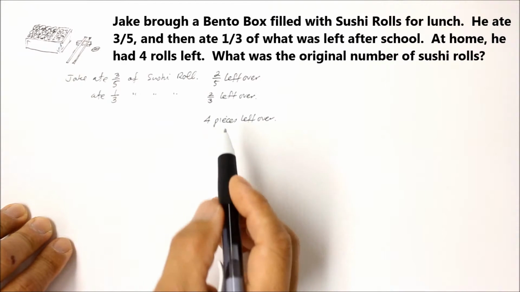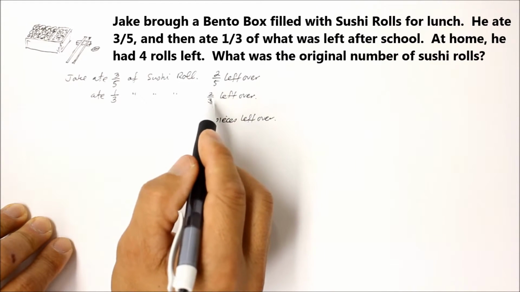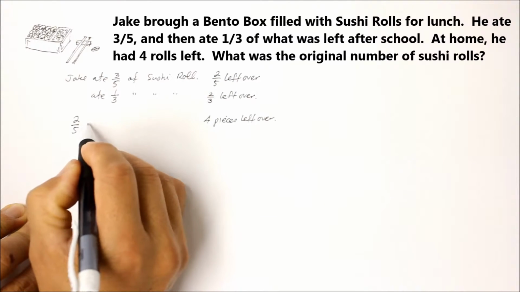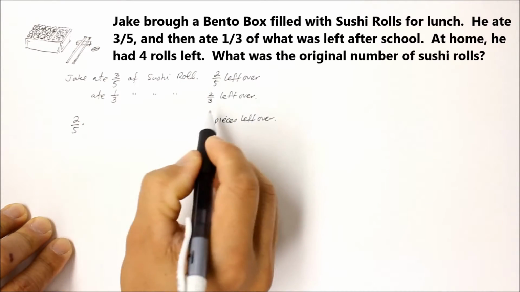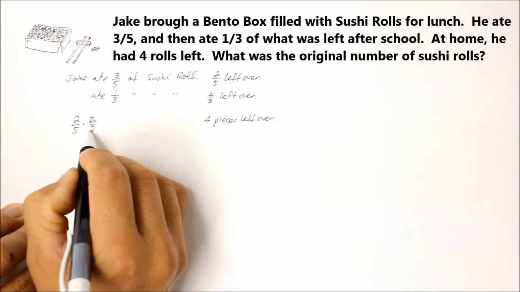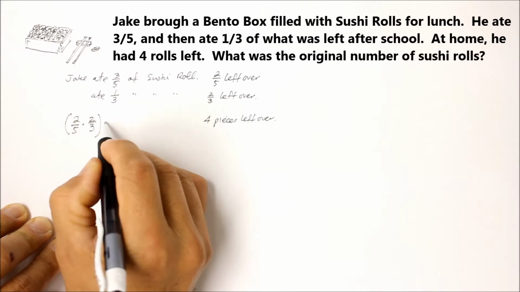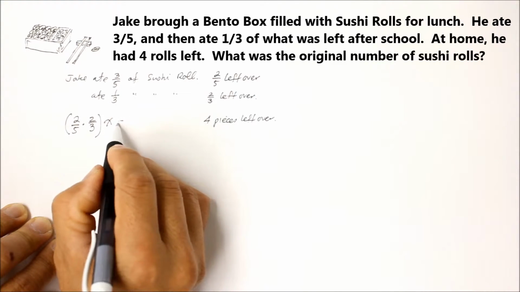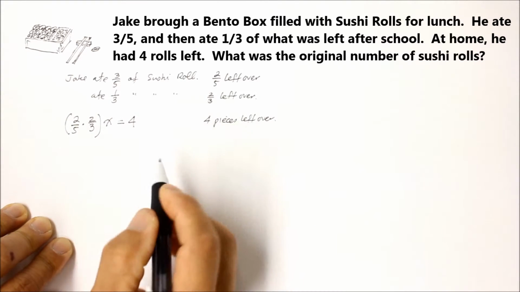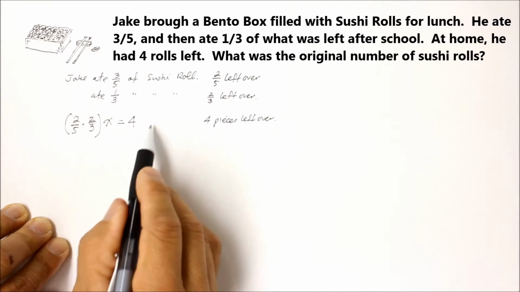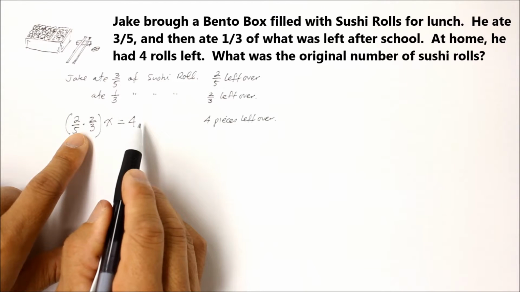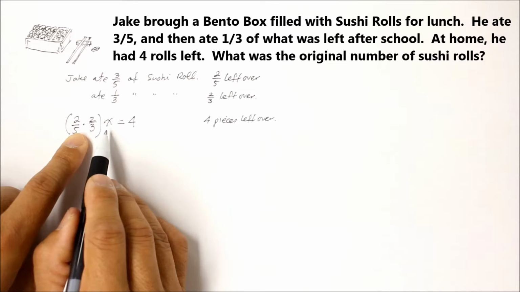So what we need to do is to multiply each of these fractions. So we got 2/5 of the 2/3 of the original X number of sushi rolls we had. And what we have remaining is 4. And this is kind of different from the way we have learned traditionally how to use fractions, how to multiply and add and combine. But it is part of an equation.